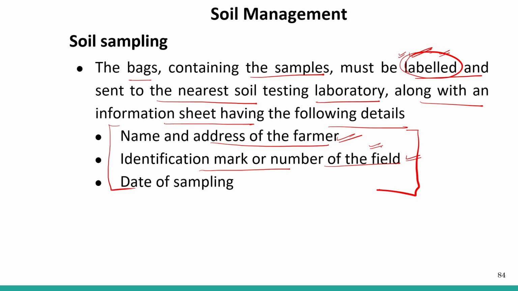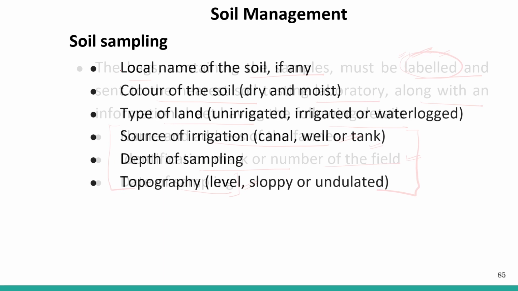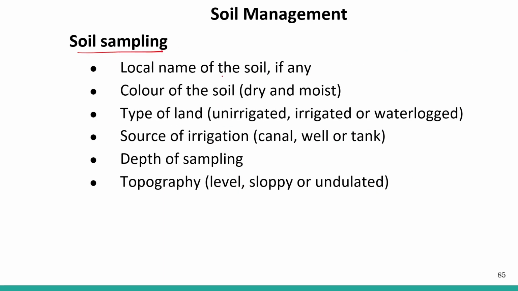So the number of the field should be there, and the date of sampling, which date the sampling was done and the sample has been collected. Soil sampling, local name of the soil if any, color of the soil, that is dry and moist, type of land: unirrigated, irrigated or the wetland. So what type of land from which the sample has been collected should be noted.